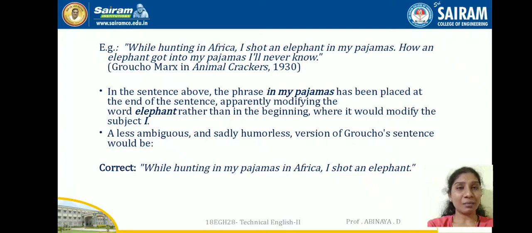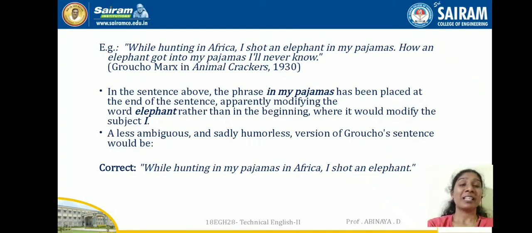Some words are not in the right place to convey the proper meaning. So, those are called misplaced modifiers. The word that is going to modify is called the modifier, and it is placed in a wrong place, right? That is called a misplaced modifier. Okay, in the sentence above, the phrase "in my pyjama" is the modifier, and it has been placed at the end of the sentence, apparently modifying the elephant. The elephant in the pyjama.